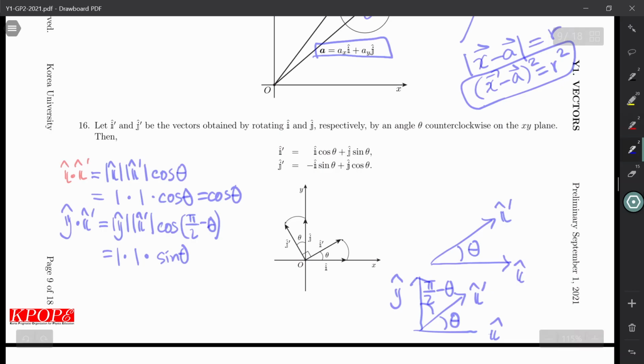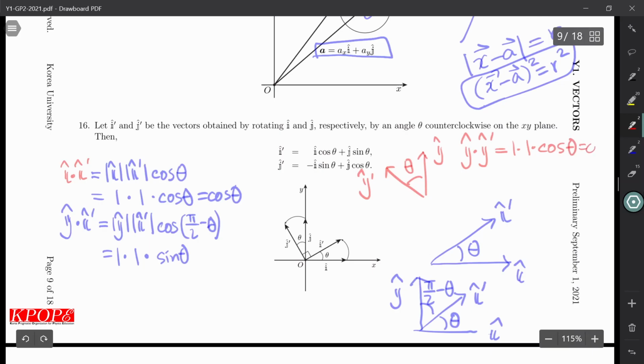The next one, we consider J. We have J prime here, J and J prime. They are making angle theta. So J dot J prime equals, again, 1 times the angle between them is theta, so this is cosine theta.